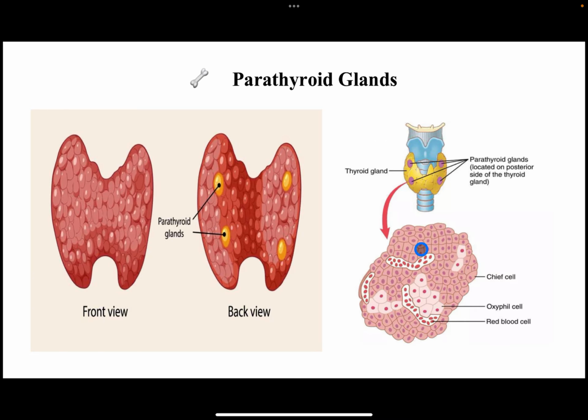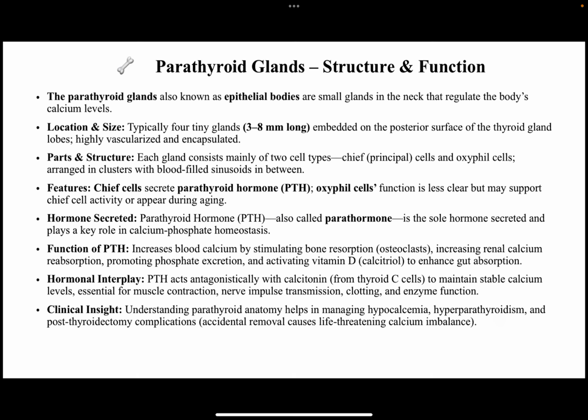Good. Now, if you take one of them, this is how it looks in its cellular distribution. We have chief cells, which are the main cells within the parathyroid gland, and we have the oxyphil cells. We also have some red blood cells within this gland. We will come to more details of this diagram again.